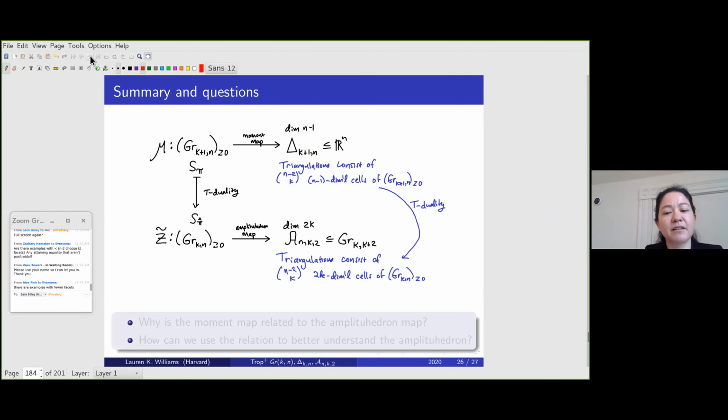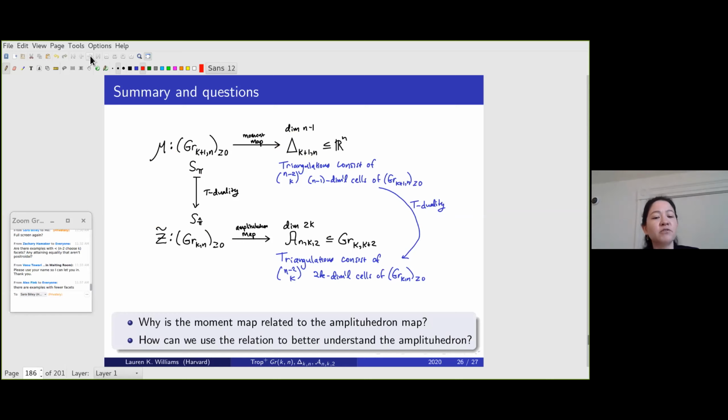And so let me just end with this question. Why is it that the moment map is related to the amplituhedron map? And how can we use this relation to better understand the amplituhedron?